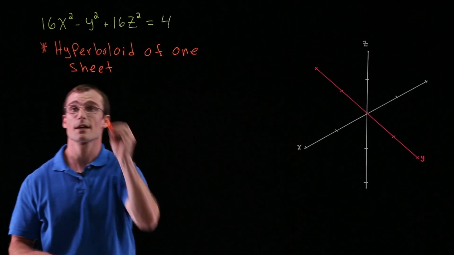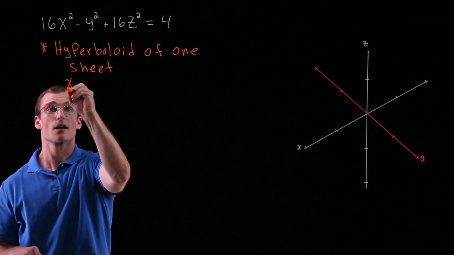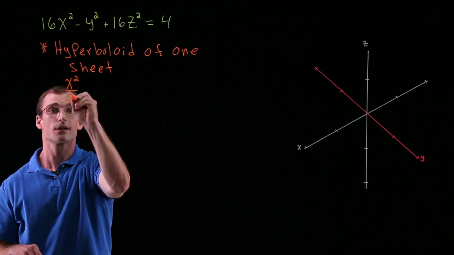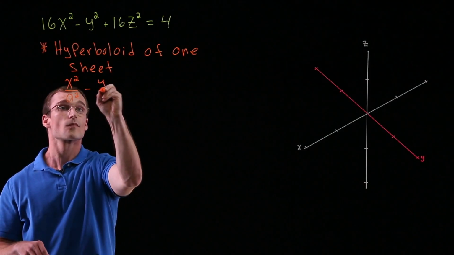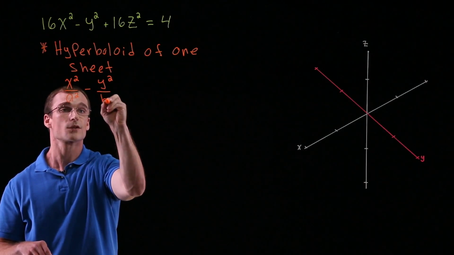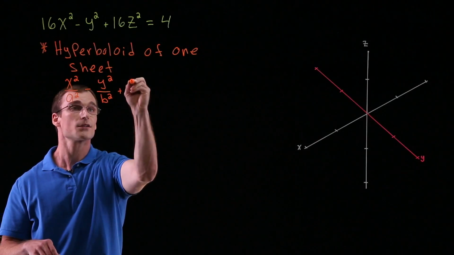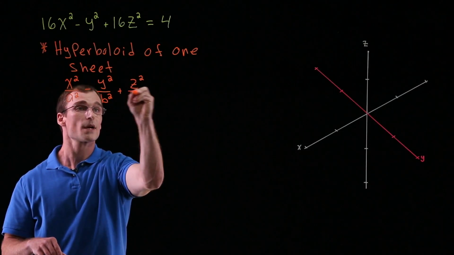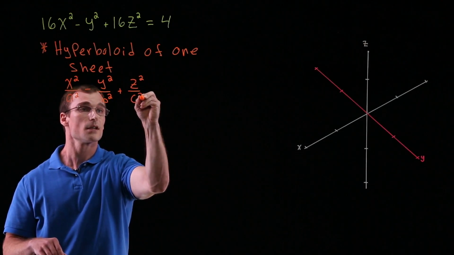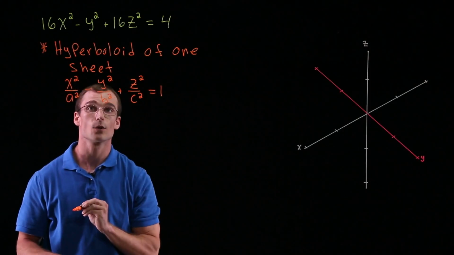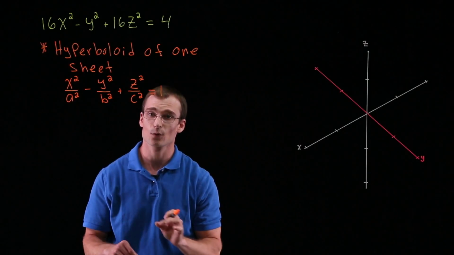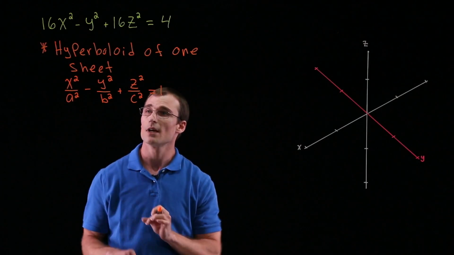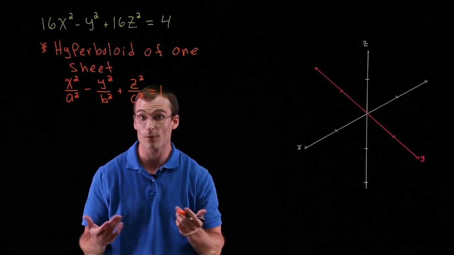Right? And the standard form of that equation looks like x squared divided by some constant a squared, minus y squared over some constant b squared plus z squared over some constant c squared, and that's equal to 1. Okay? And we can recognize the graphs of these as sort of an elongated funnel shape, right? And that's why it's in fact called a hyperboloid of one sheet.